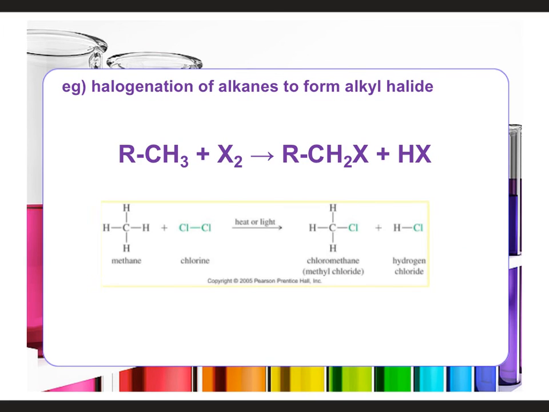So in our example of halogenation of alkanes to form an alkyl halide as a substitution reaction, what we are going to do is pick a hydrogen and we are going to substitute these two atoms. So this hydrogen will come over to where the chlorine is, and this chlorine is going to go over to where that hydrogen was, leaving us with chloromethane and hydrogen chloride. So there are no more or fewer carbon-carbon bonds than there were to begin with.